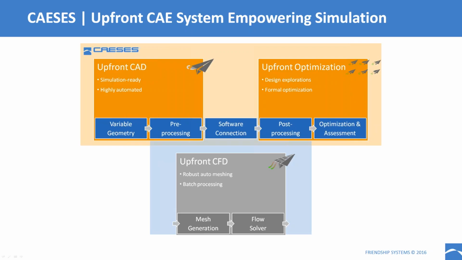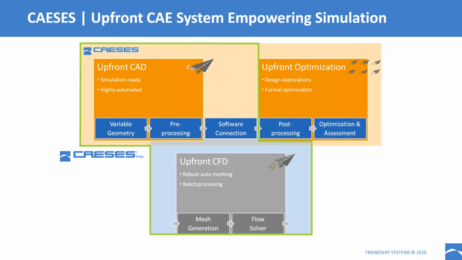Here we provide the algorithms and the post-processing tools that are necessary when you want to run design explorations or formal optimization. One more thing I would like to point out here, since this webinar is focused specifically on CAESES free users, so the users of our free version, these green lines in the picture show you the parts that are available within the free version. So basically all of the CAD functionality and the connection functionality to simulation software are available in CAESES free, with a few very small limitations. And the optimization part, on the other hand, is excluded. So with CAESES free, you're not able to run, let's say, these automated optimization processes.